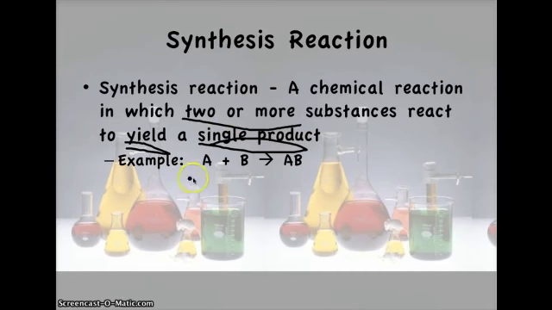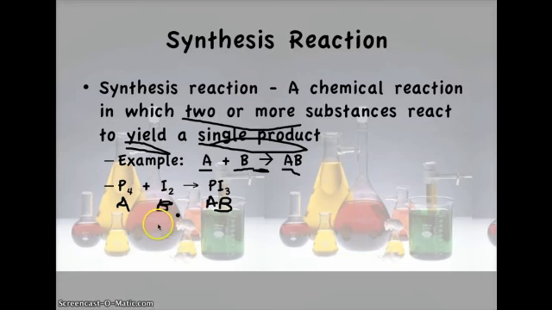So our example here, A plus B yields, that's the arrow, AB. So if we put actual chemicals in the equation, this P4 represents our A, plus I2, that's our B, yields PI3, that's our AB being combined together. Notice also this is not a balanced chemical equation, so if you wanted to, you could balance it right now.